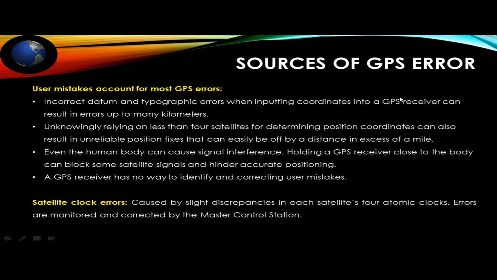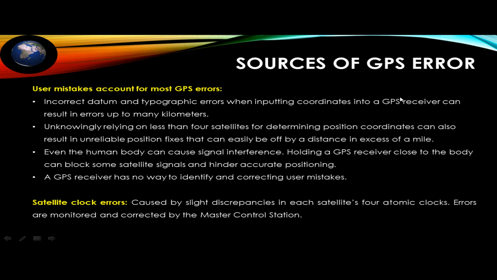Even the human body can cause signal interference. Sometimes we hold the GPS to locate a position. A GPS receiver held close to the body can block some satellite signals and hinder accurate positioning. So you should hold it in a proper manner when you are locating any position. The GPS receiver has no way to identify and correct user mistakes. If you input the wrong value itself, then whatever process you move forward with, it won't give you an accurate measurement, and GPS also can't correct it, because you are inputting these values into your GPS.